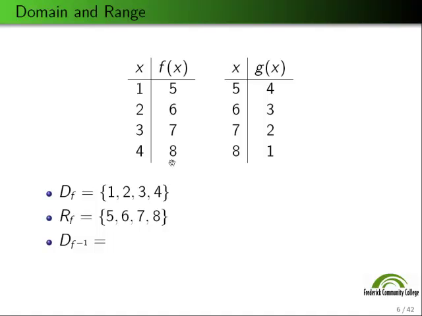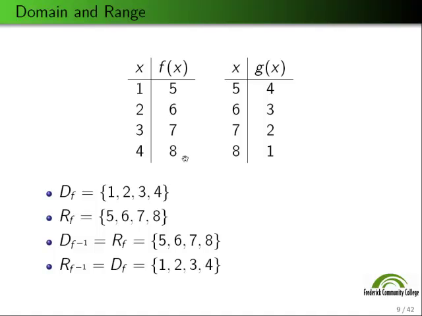The domain of the inverse function is simply going to be the inverse maps the outputs back to the inputs of the original function. So it's simply going to be the range of the original function f, which is 5, 6, 7, 8. The range of the inverse function, remember again, the inverse will take the outputs of the original function f and send them back. So it's going to be the domain of your original function f, which is 1, 2, 3, 4.